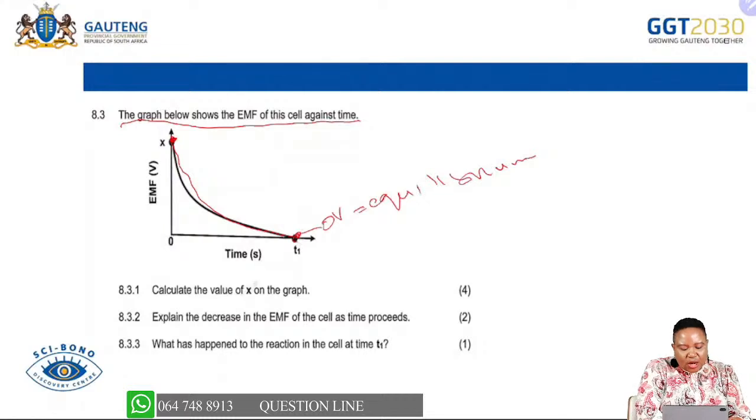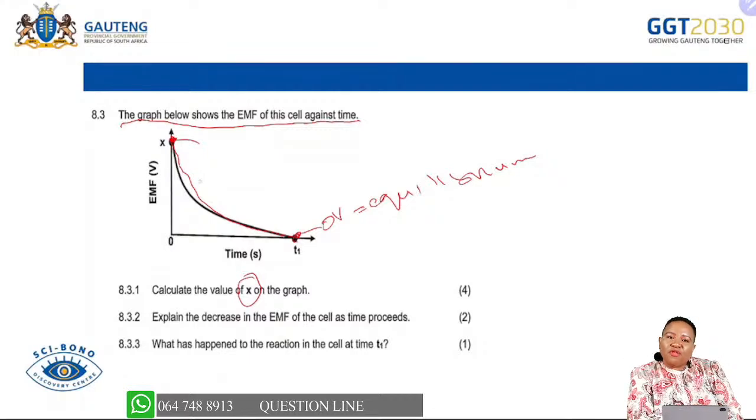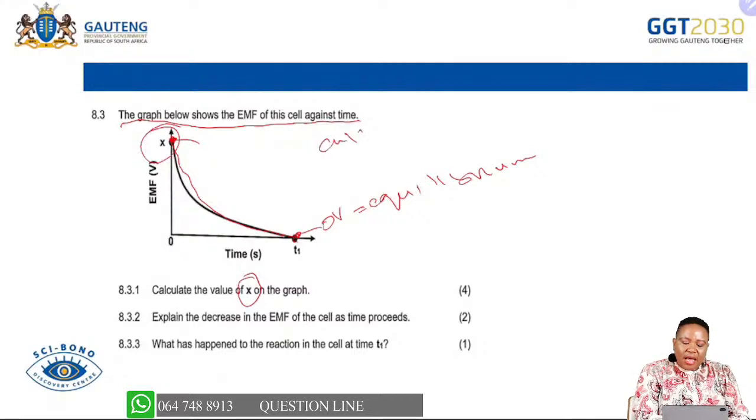So when they say calculate the value of X, obviously it is an initial EMF, whereby you use the correct formula that you take from the data sheet to calculate the EMF between the copper half cell and that one of what? Of the oxygen half cell. Then you get your value of EMF, which was 4 marks.